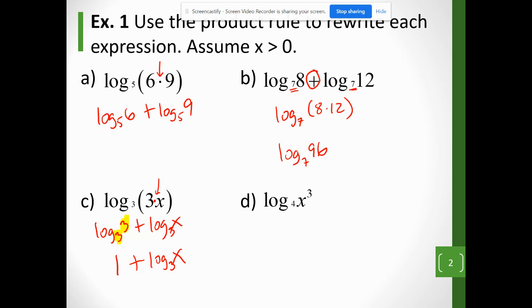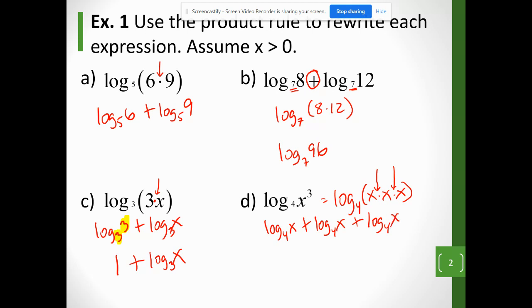Now, for D, x to the third power, let me rewrite that as log base 4, in parentheses, let me do this as x times x times x, right? X to the third power is x times x times x. But look, I have it split in multiplication. I have two multiplications this time. So when I expand it, I'm going to have two pluses. So I'm just going to write this as log base 4 of x plus log base 4 of x plus log base 4 of x.